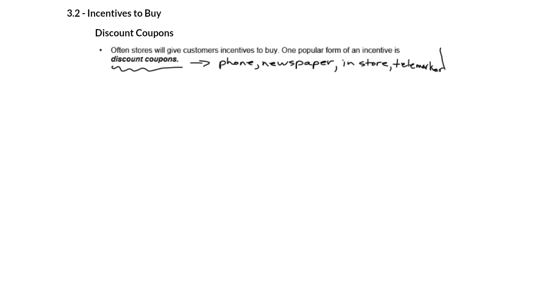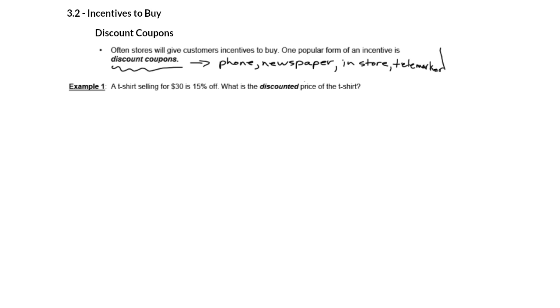Now, sometimes those discount coupons are given to you by phone, which is a number or something like that they give you. You get it from a newspaper. You sometimes get it when you walk into the store. They'll give you like a little ticket. Or sometimes a telemarketer will call you up. So, for example, imagine you walk into the store and they give you a ticket and then they say, hey, we're going to give you 15% off, right?